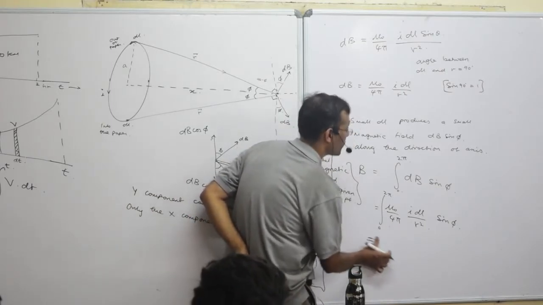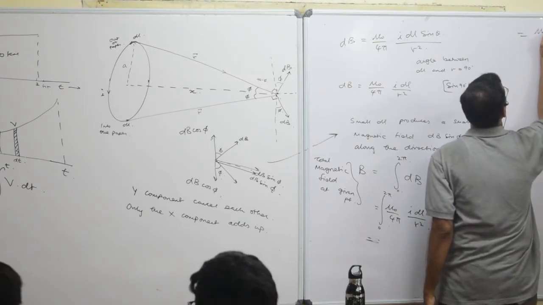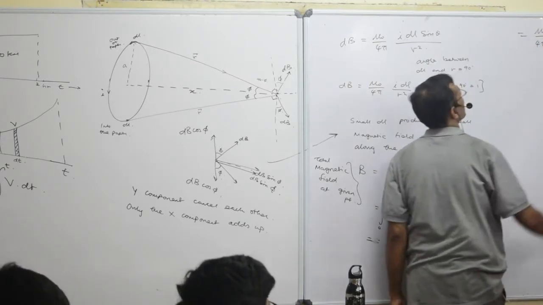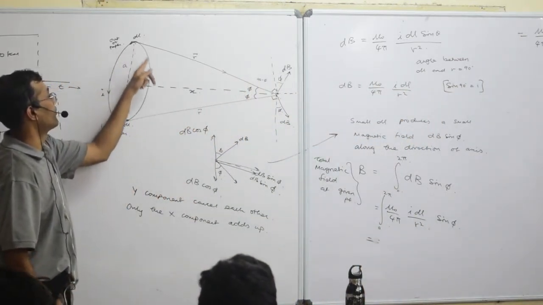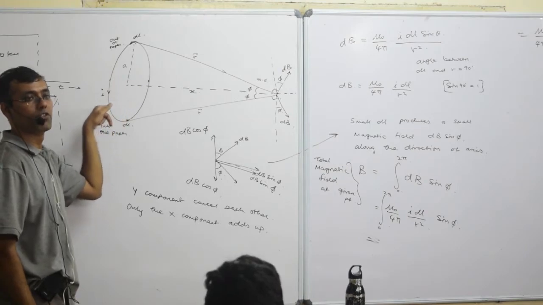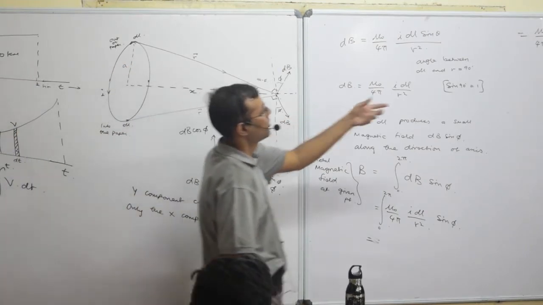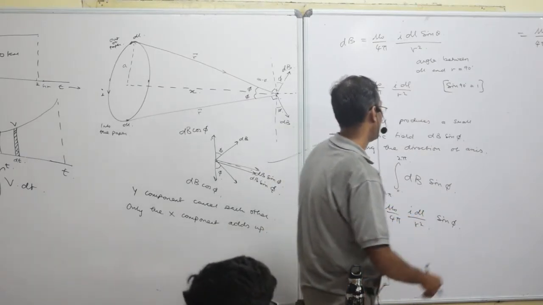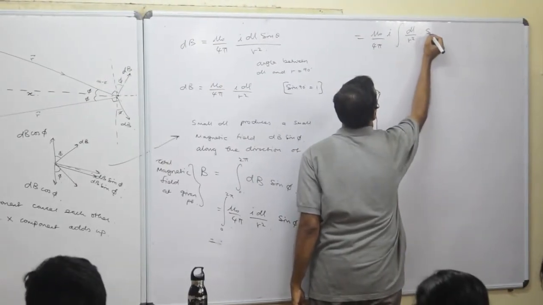Let me write it here. Mu naught by 4 pi, take it out. I can also be taken out because current is a constant. I am not changing. If I am flowing 5 amps, it's going to be 5 amps. If I am flowing 10 amps, it will be 10 amps. So constants can be kept outside. Only the changing things should be taken: dl by r squared sine phi.